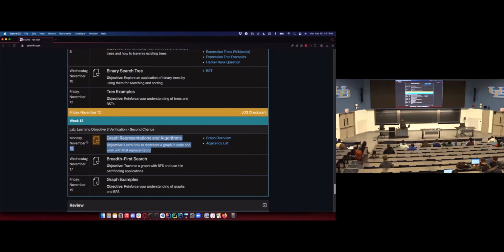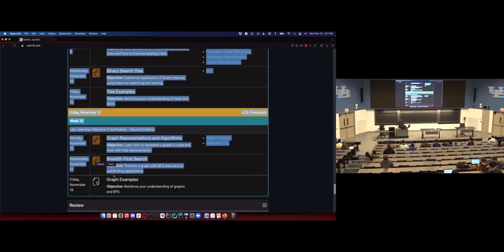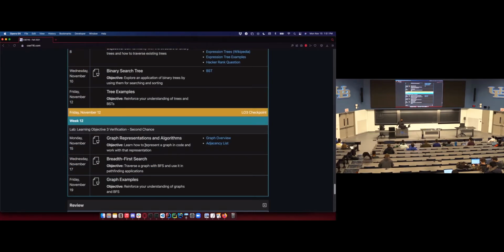Same thing with graphs. Today we're going to look at the structure of a graph and one algorithm very briefly, then applications of a graph, and then just examples. Specifically, we're going to see what a graph is today and how to work with it.